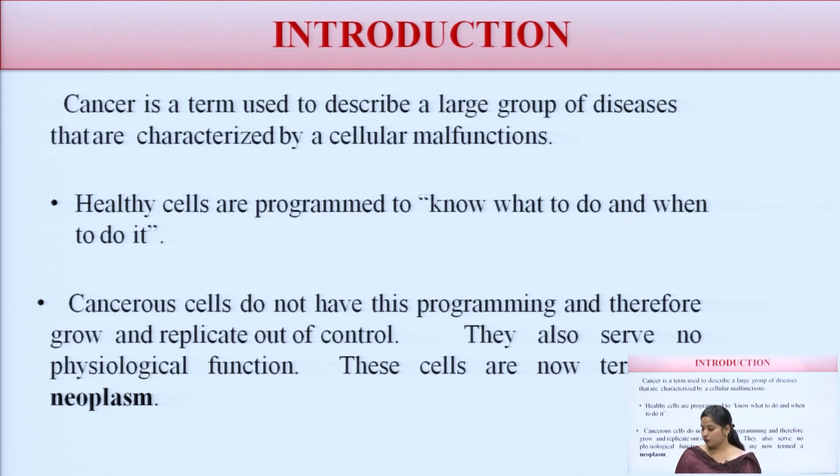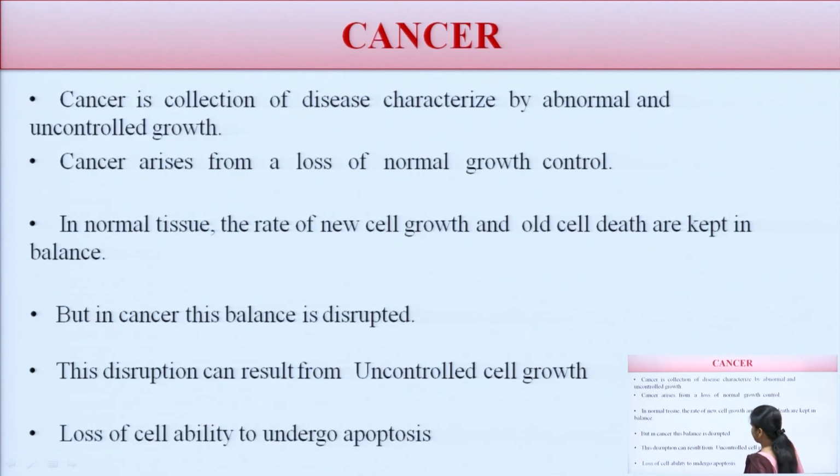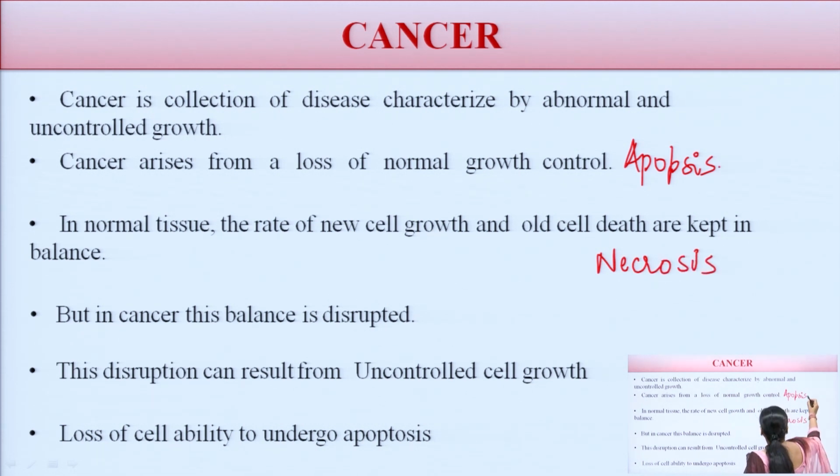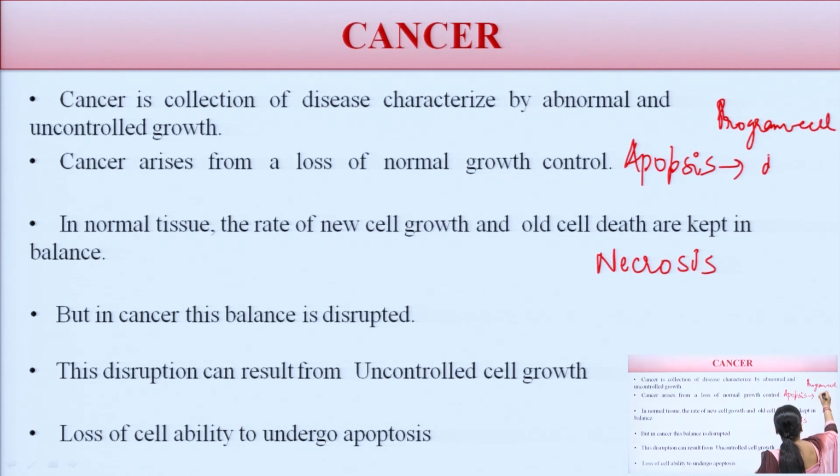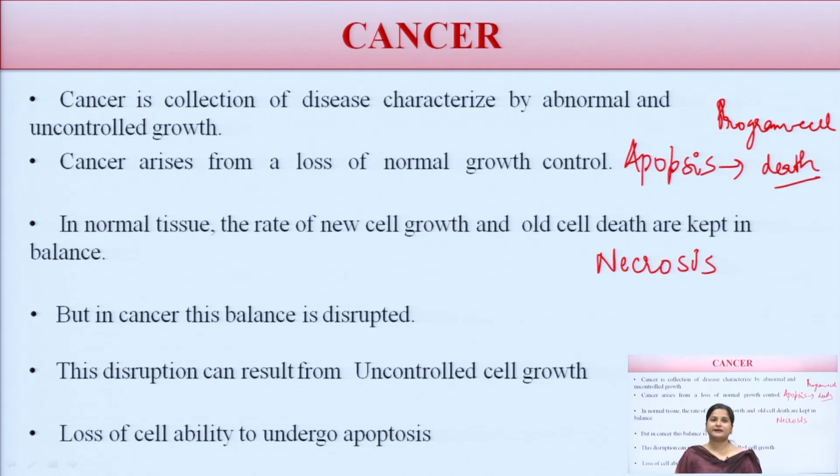As you know, there are two terms, apoptosis and necrosis. What is apoptosis? Apoptosis means programmed cell death. Programmed cell death means the cells know when they are to die, because their function is now completed, or there is no need to continue their process.